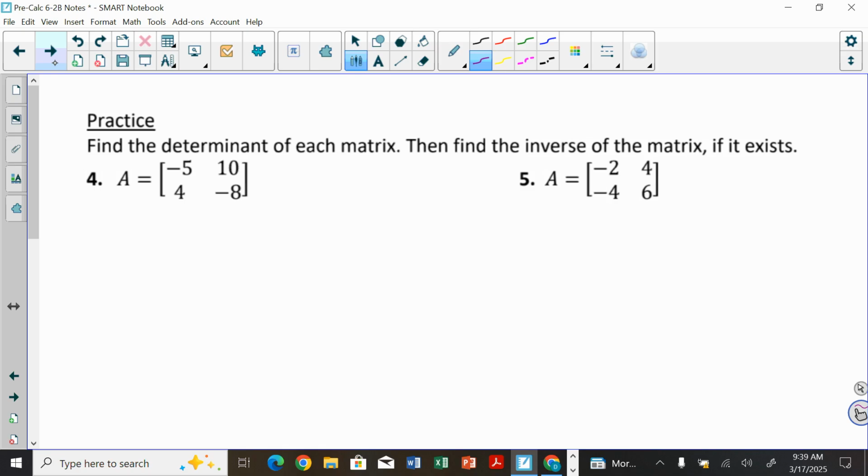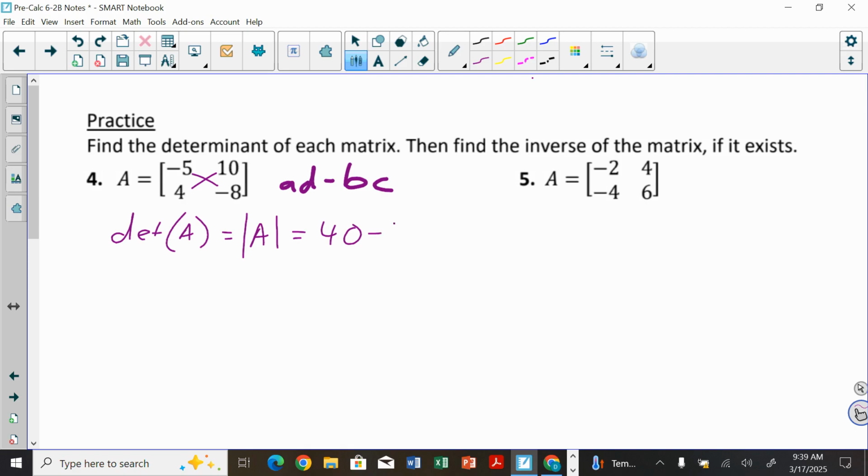Okay, so the first thing I'm going to do is look at AD minus BC. That's really what I'm looking at to see if we have it. So when I do that, I'm going to write, of course, det of A, which equals this. I can use either one of those symbols, I'm just using them both. So AD, this is -5 times -8, which is positive 40. And then 10 times 4 is 40. So 40 minus 40 equals 0.